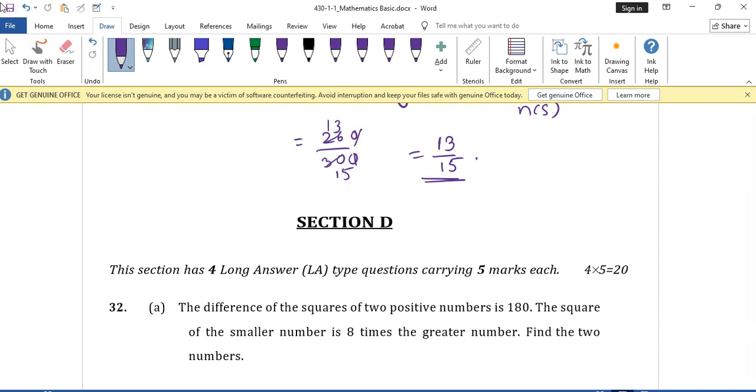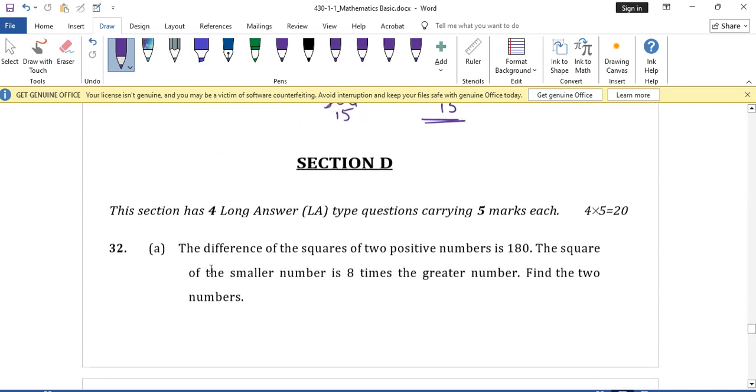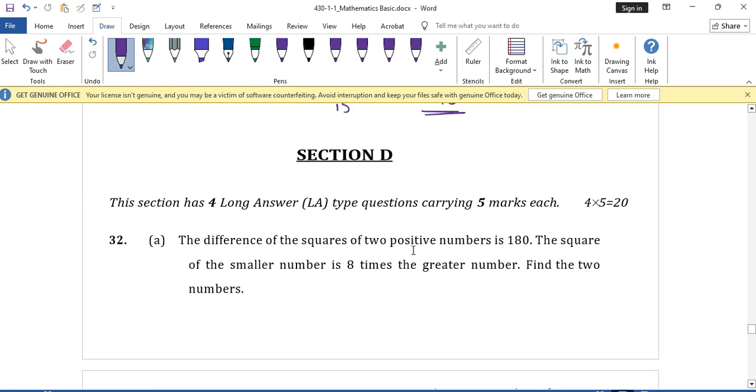Next, Section D, the 5 marks questions. The difference of the squares of two positive numbers is 180. The square of the smaller number is 8 times the greater number. Find the two numbers. We don't know the two numbers.